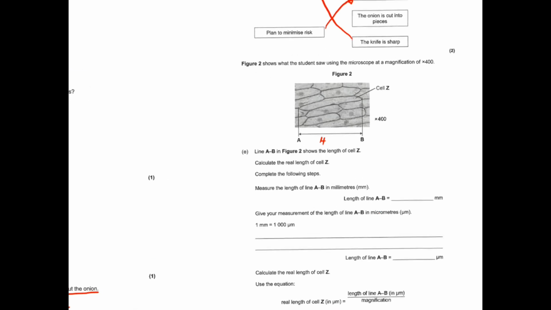Now, next one is you measure the cell. Measure in centimeters, but you need to convert to millimeters, so you times that by 10. Then you need to convert that 49 millimeters to micrometers. You times that by 1,000.